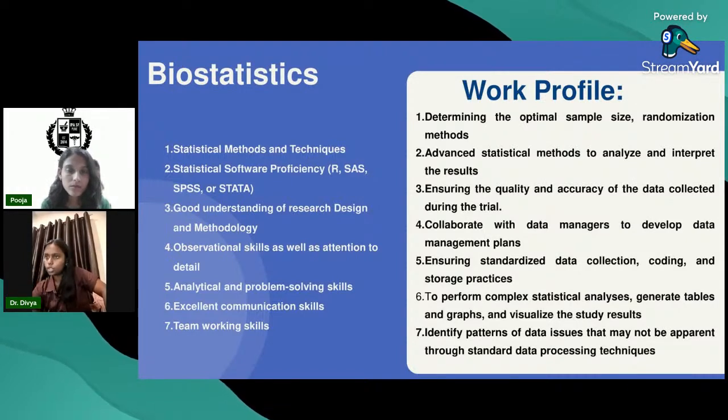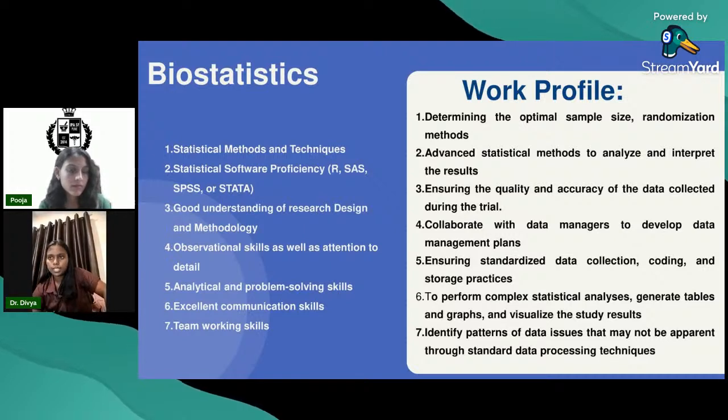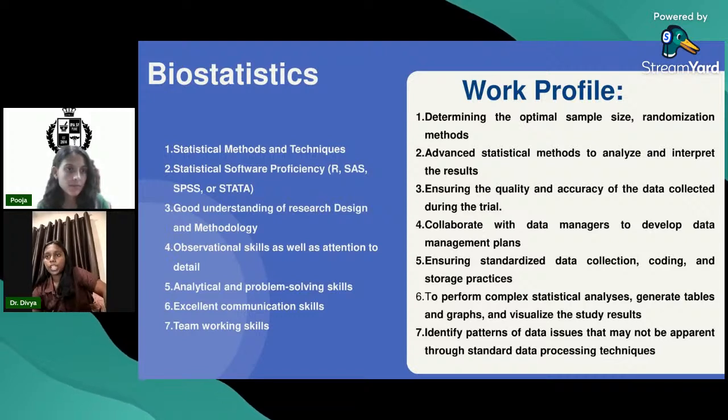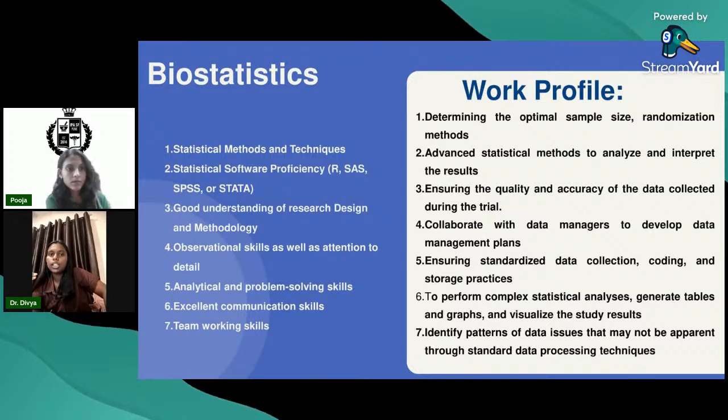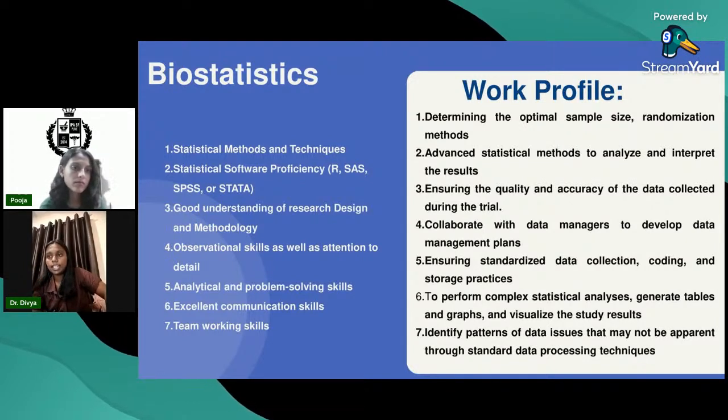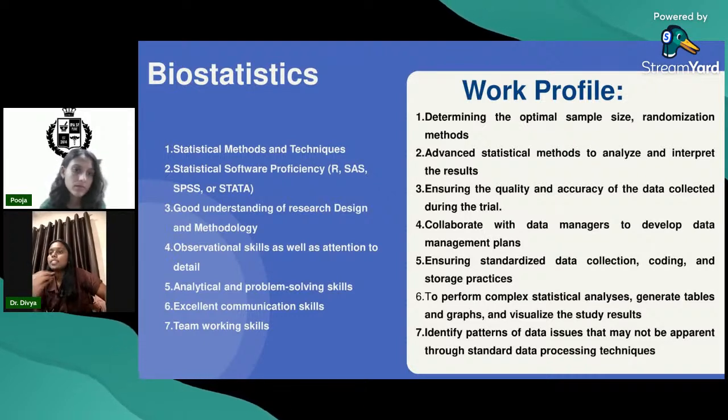during the clinical trial. So these people will firstly predict the optimal sample size. They will design randomization methods. They will have advanced statistical methods to interpret the results. They will ensure that the data is accurately collected. They will standardize the data processes, coding processes, and they will perform complex statistical analysis. And they will also identify the data related issues and try to resolve them.